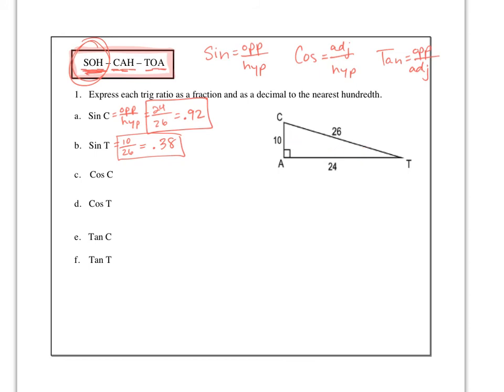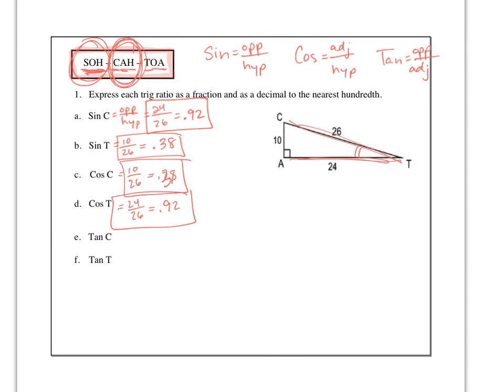Let's do cosine of C. So remember, go to angle C. So angle C is here. Cosine SOHCAHTOA, remember it's adjacent over hypotenuse. Adjacent to C is the 10. Hypotenuse is the 26. So 10 over 26, which we already know is 0.38. Let's do cosine of t. So cosine of t, remember cosine is adjacent over hypotenuse. So adjacent is 24, hypotenuse is 26. So 24 over 26 is 0.92.